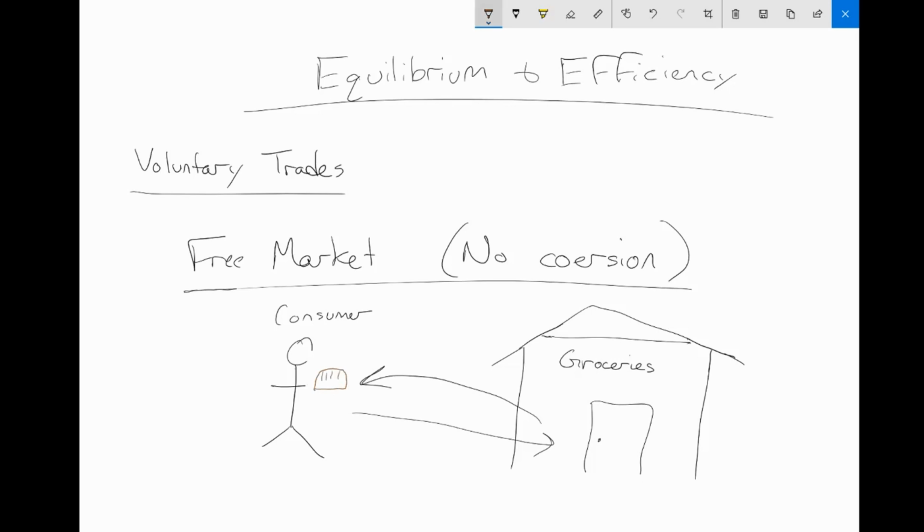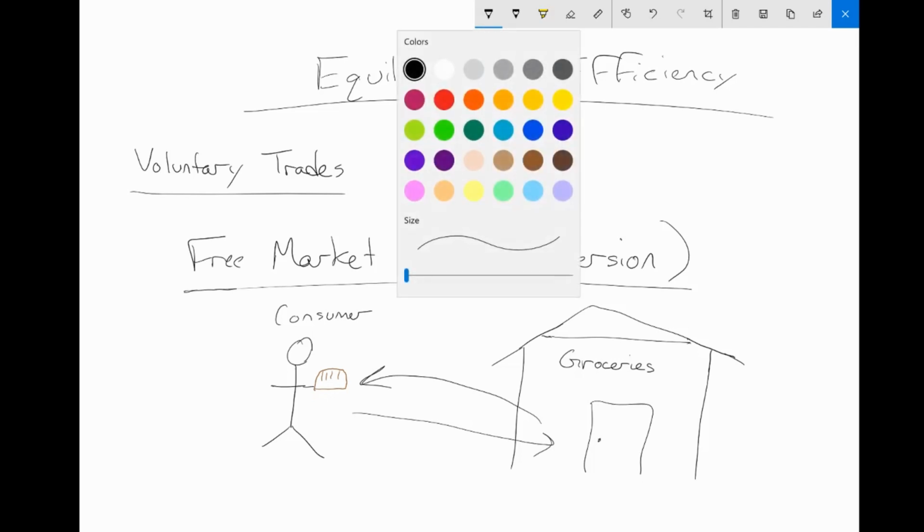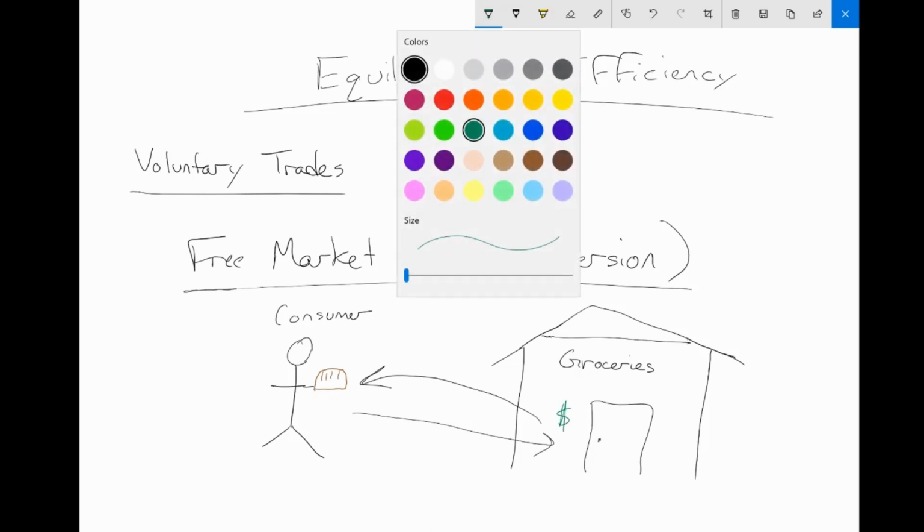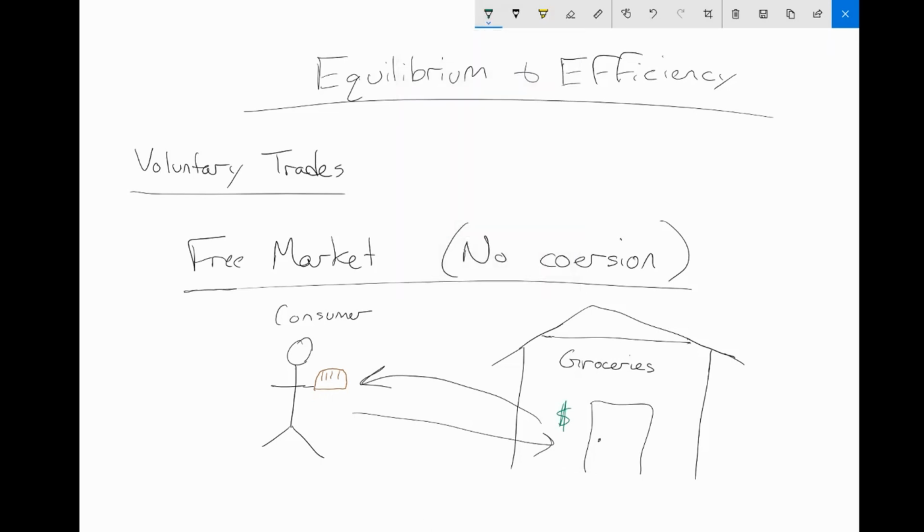Now the question is, when the consumer went into the grocery store and they gave the grocery store the money for the bread and they left with the bread, was that a Pareto improvement? Well, let's think about it. We know that consumers are rational agents. That means we know that they make decisions to maximize their utility. We know that grocery stores are rational agents. They make decisions to maximize profits.